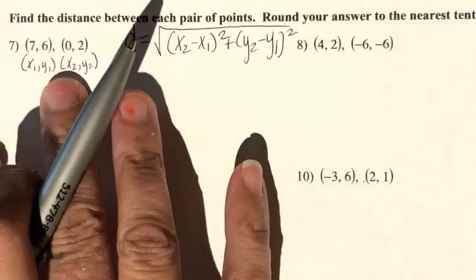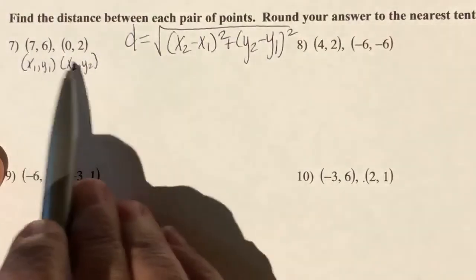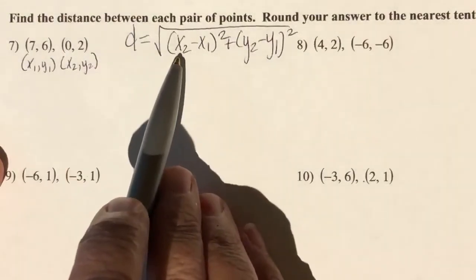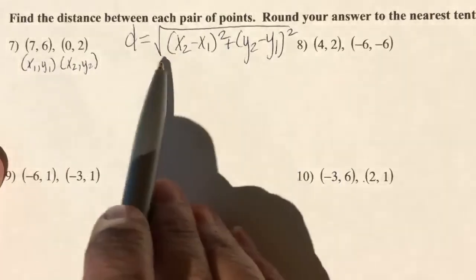So when we do the distance formula, I'm going to plug these 2 points into this distance formula. I don't know if you remember in class, we talked about how this comes from the Pythagorean theorem. That's why it's the square root.